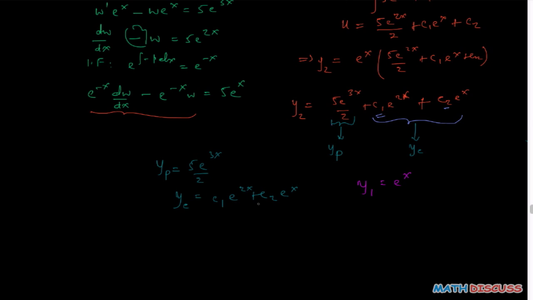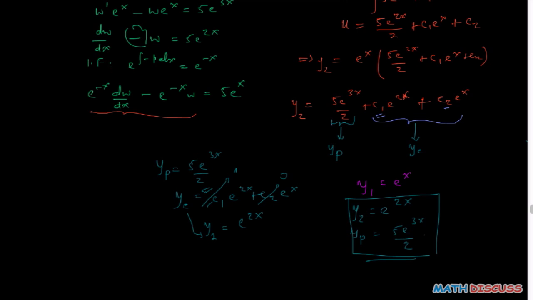So in other words, I can set this to 0 and set this to 1. So we have our second solution, which I'm going to call yc now. My yc is e to the power 2x. So my y2 is e to the power 2x, and then a particular solution, which I'm told to find and which is what is here, is 5e to the power 3x divided by 2. So this is our solution, and that completes the problem.